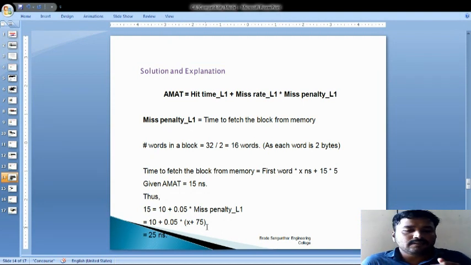So the average memory access time is 15 nanoseconds. So 15 is equal to 10 plus 0.05 into the miss penalty. So finally, we will get the answer as 25 nanoseconds. Sorry, that is the value of x.